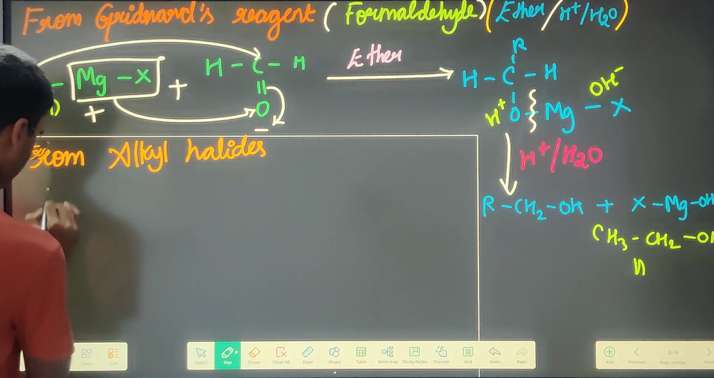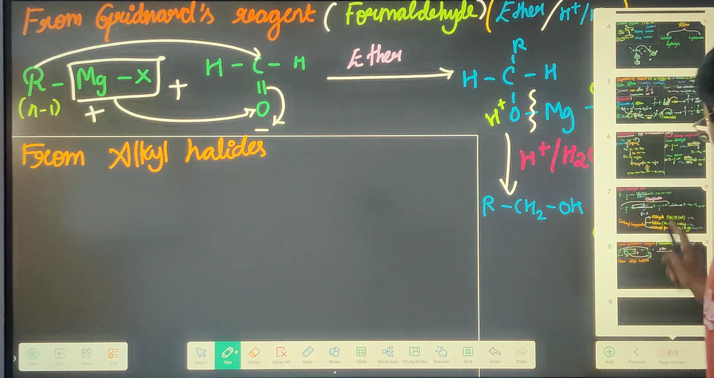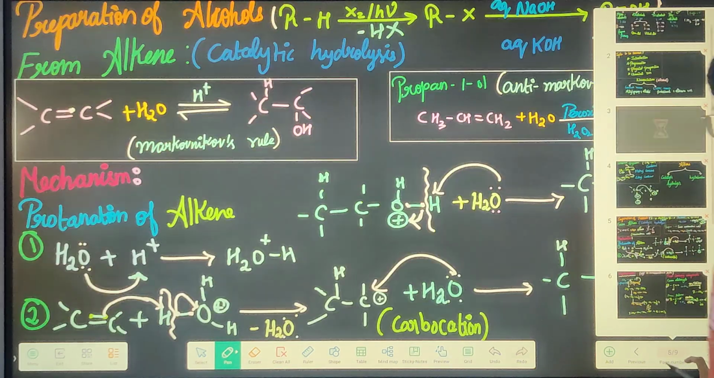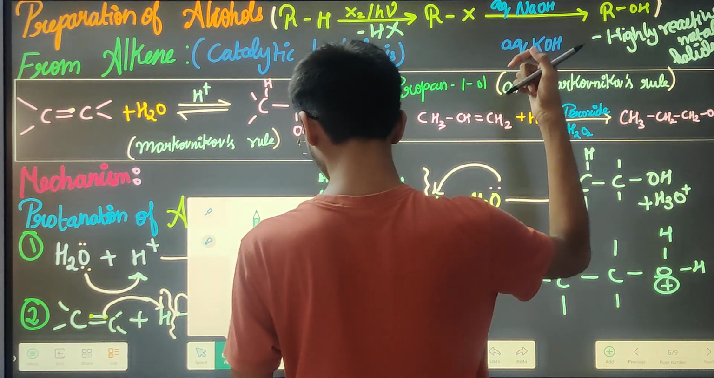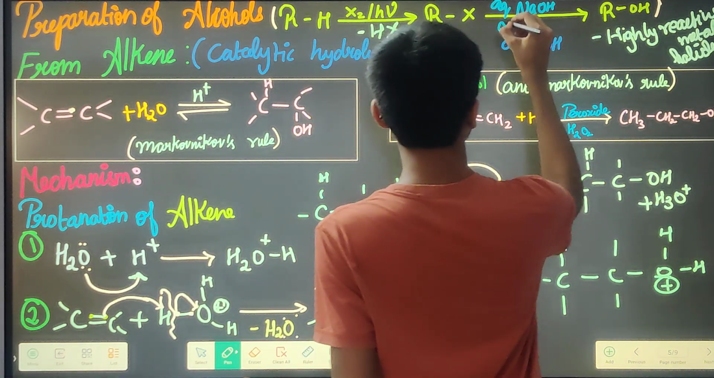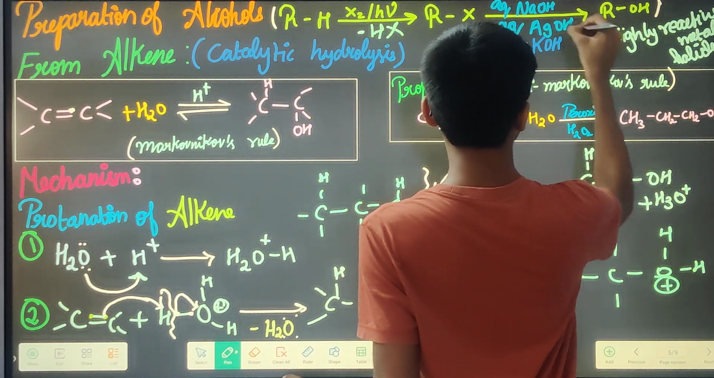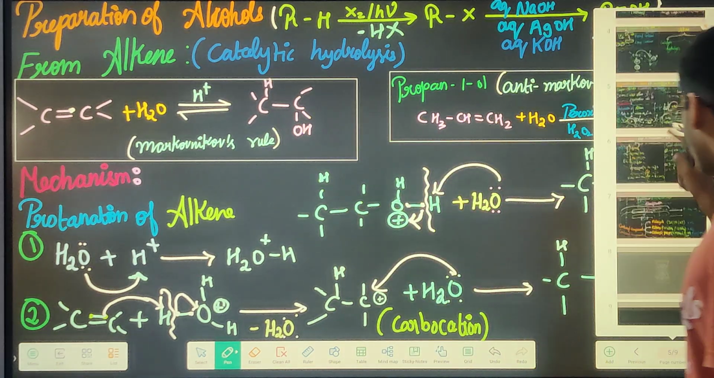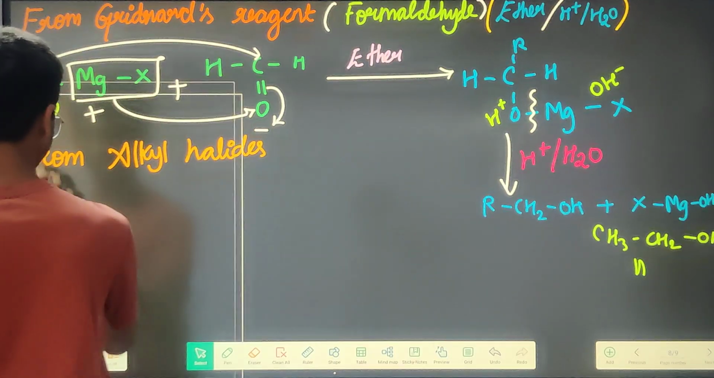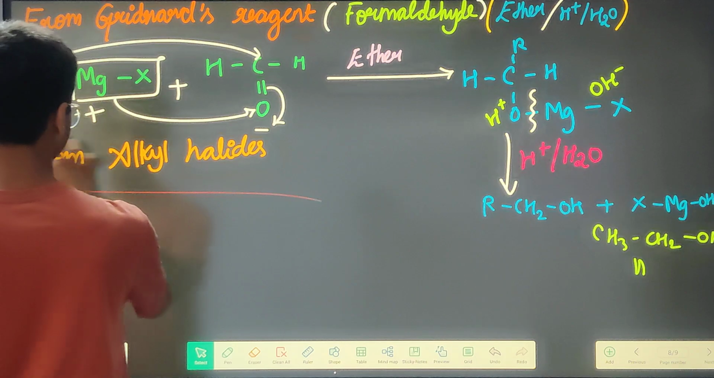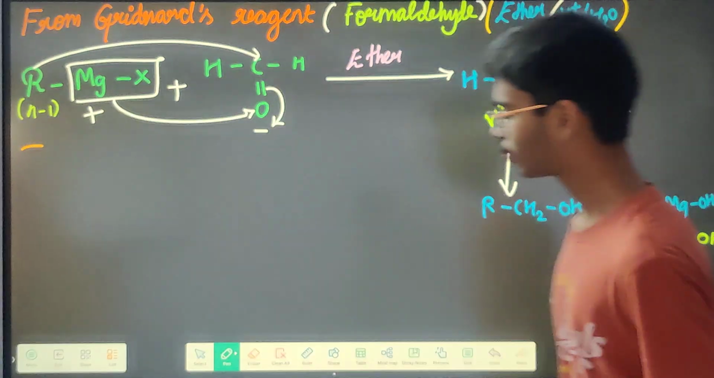Here you are having, I already explained this now. But one thing: KOH is also okay, but you can also use aqueous AgOH. Even though Ag is not highly reactive, this is an exception, so that is why I have written that over there. You can also use AgOH. So this is how you are going to do it from an alkyl halide.